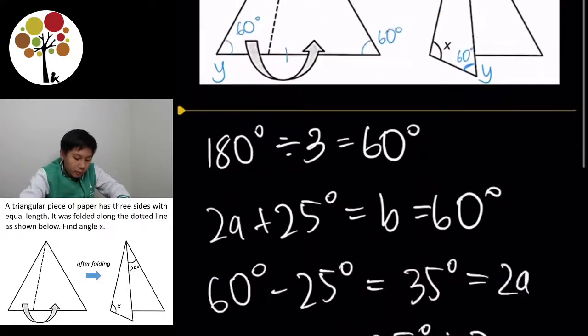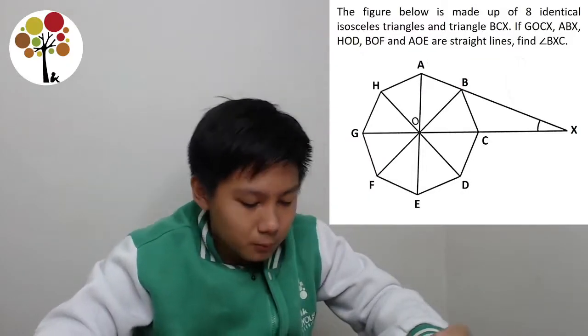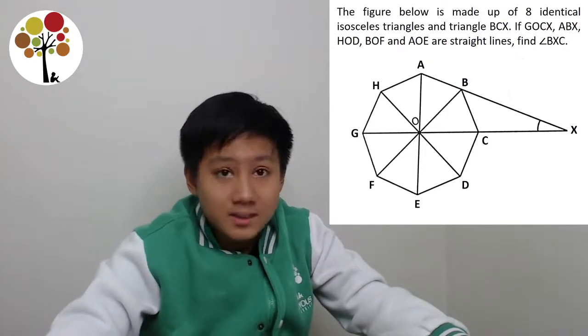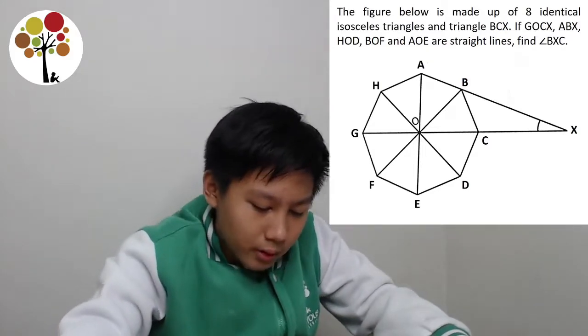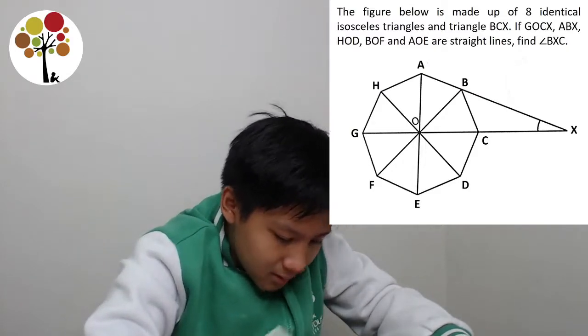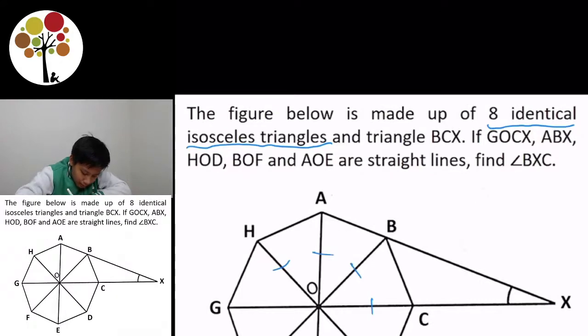So now we are going to move on to question 2. Okay. Question 2. The figure below is made up of 8 identical isosceles triangles. So that is also a keyword. I'll underline it. 8 identical isosceles triangles. It means that basically the two sides of the triangle are of the same length. I'm going to draw a line to show that it's the same length.